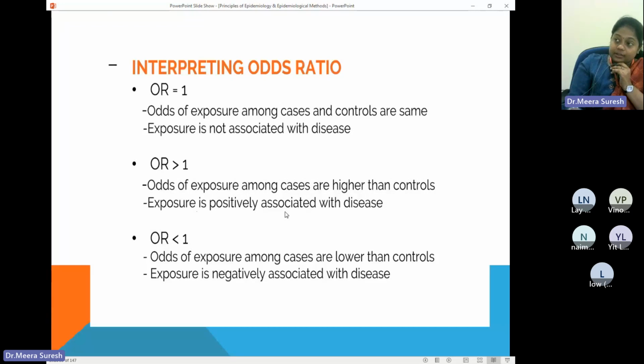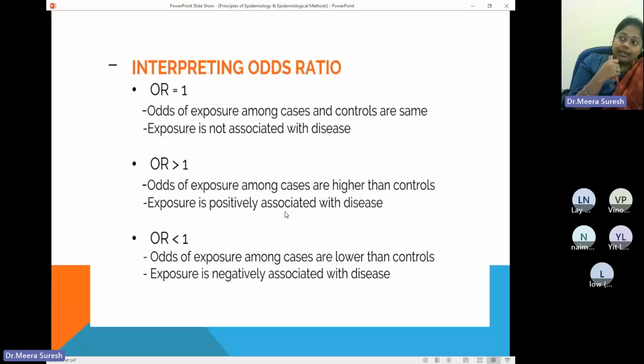Positively associated. And there is also another thing: as the number increases, the strength of association increases. So if you say the odds ratio is 8, it means there are 8 times the chances that the person who is smoking will develop lung cancer. But if your odds ratio is still higher, like 20, 30, 40, the higher the number goes, the stronger the association between the exposure and the outcome is, very, very strong, as the number increases.